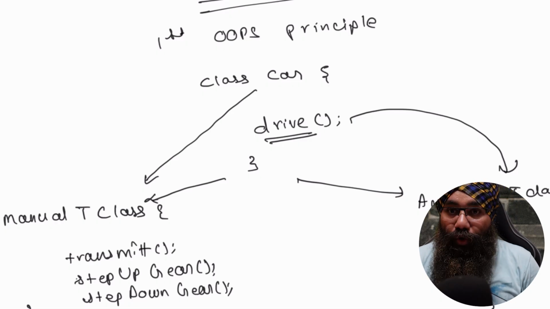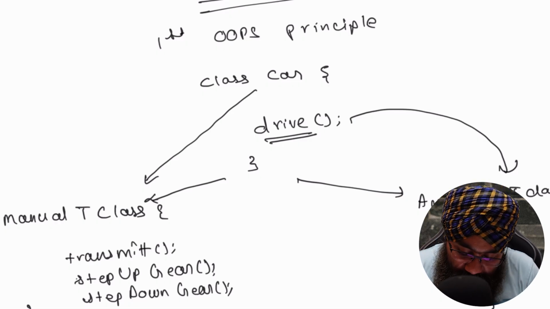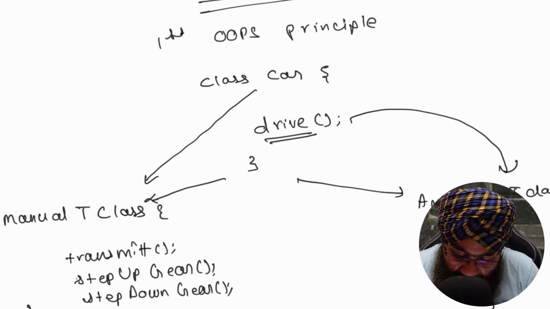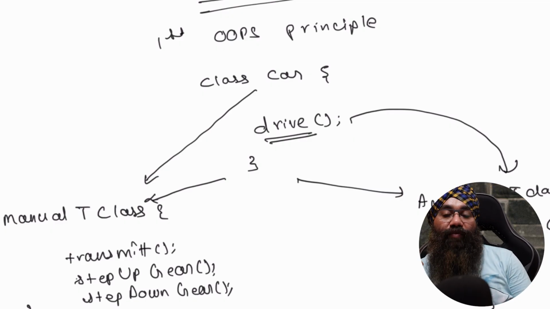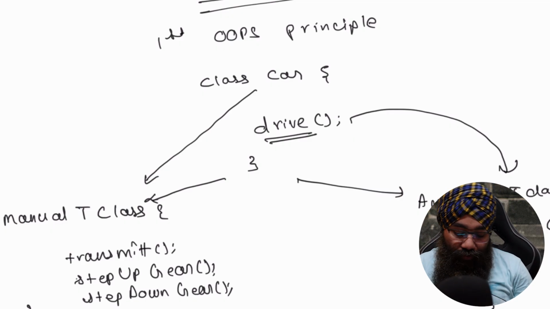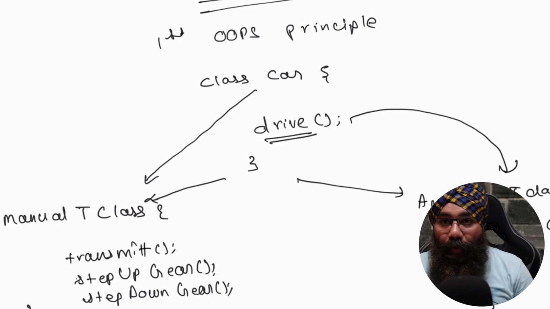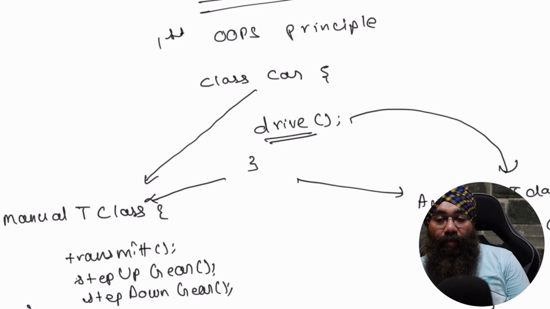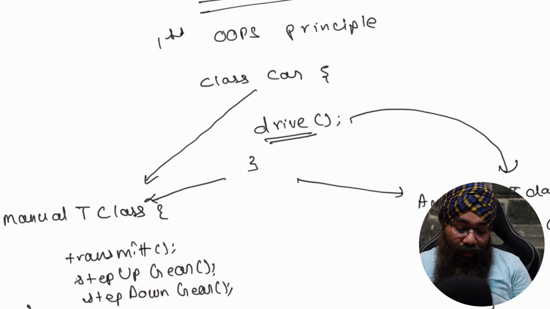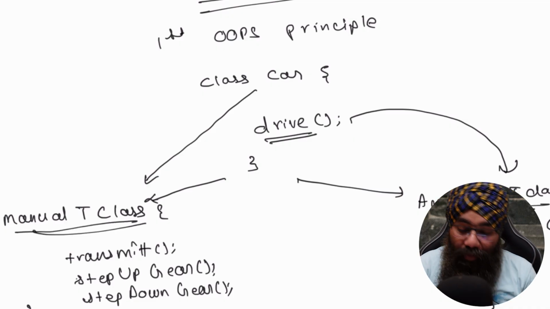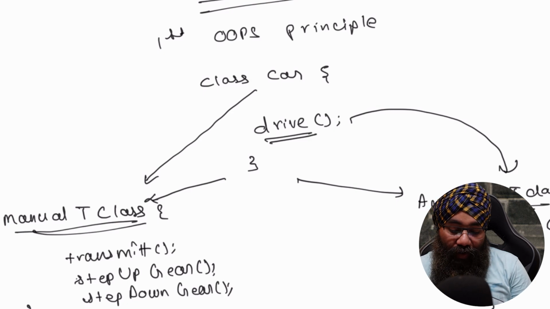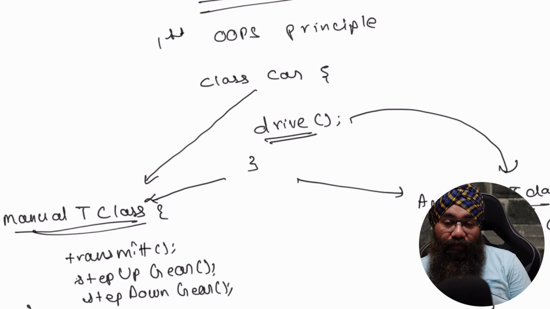Now in the automatic car, the transmit functionality is there, but the transmission is automatic. So you cannot do step down or step up, it will do it by itself. So no need to have any step up or step down gear methods here. These two classes can have their own functionality, but the common functionality which was there in the car class is inherited from the parent to both of these child classes.